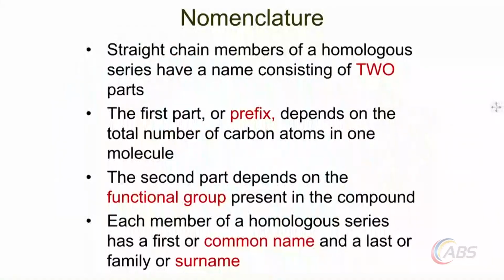So the first part, or prefix, depends on the total number of carbon atoms in one molecule. The second part depends on the functional group. We're going to talk a little more and show you what we mean by functional group in a little while, present in the compounds. Now, each member of a homologous series has a first or common name, and a last or family name, or a surname, as we mentioned before.